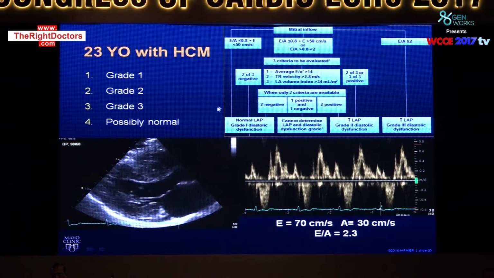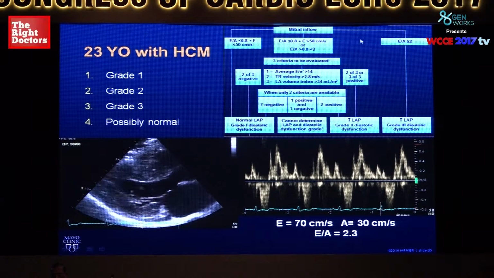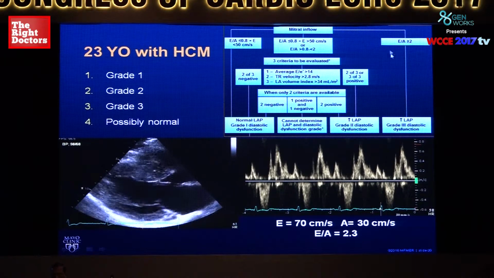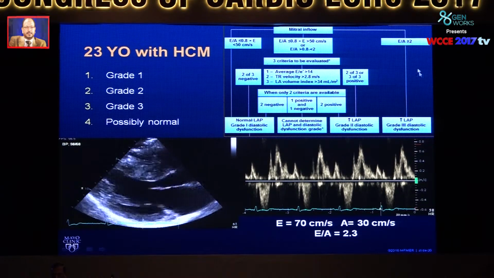A 23-year-old though, I already showed you this diagram. If someone has the evidence of diastolic dysfunction, you go through the E/A ratio first, right? And if it's 2 or greater, it's a grade 3 diastolic dysfunction. So with hypertrophy, you think this patient should have diastolic dysfunction, so you go to the E velocity, A velocity here, the ratio is about 2.5, 2.3, go straight to grade 3 diastolic dysfunction.